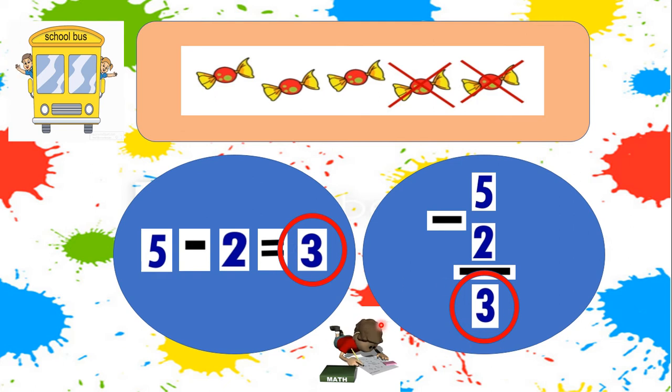So don't forget you have to count properly. Once again, you have 5 candies. Take away or minus 2. We get the 2 candies here. And then there are only 3 candies left. So we have here 1, 2, 3.